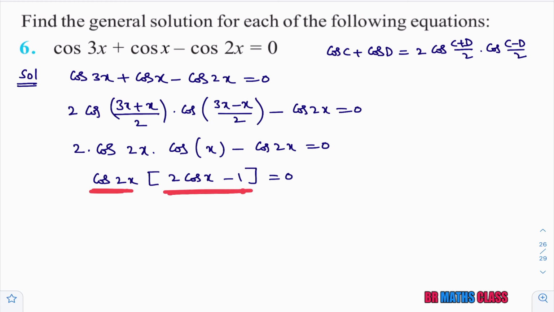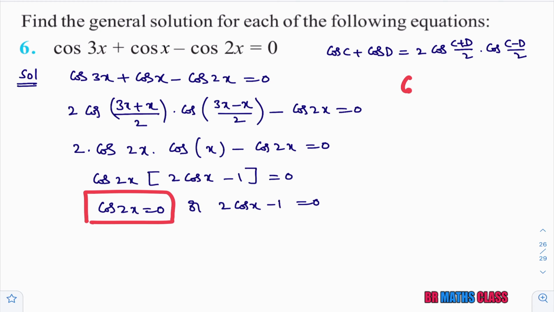This is 1 and this is another. Product of two terms is 0 means any one must be 0. So what can I write from this? Cos 2x equal to 0 or 2 cos x minus 1 equal to 0. Cos 2x equal to 0.